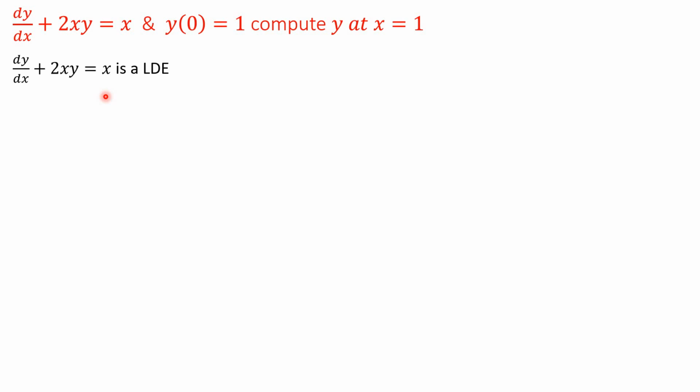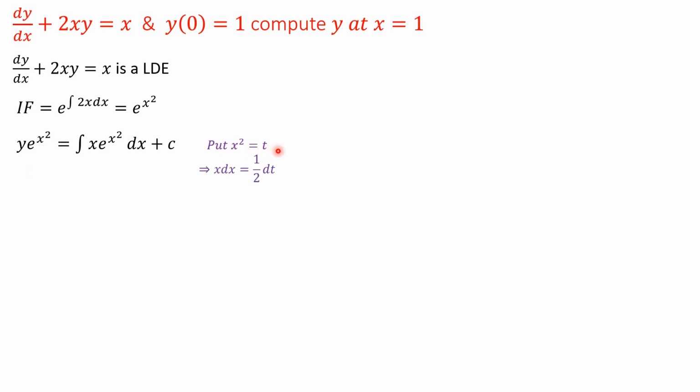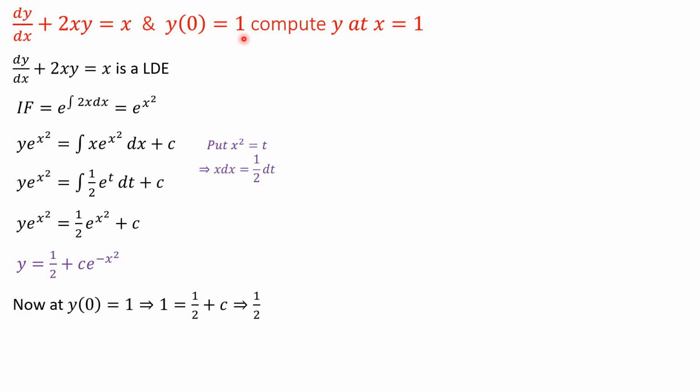So this is a linear differential equation, you can see, and we will first find its integrating factor, which is e raised to x square, and the general solution is this. When you solve this, we need to use substitution, put x square is equal to t. After solving this differential equation, we get y is equal to 1 by 2 plus c into e raised to minus x square. Now we have to find the value of the constant. For that we will use the initial condition, when x is equal to 0, y is equal to 1. That gives us c is equal to 1 by 2. Therefore this is the particular solution, 1 by 2 times 1 plus e raised to minus x square.